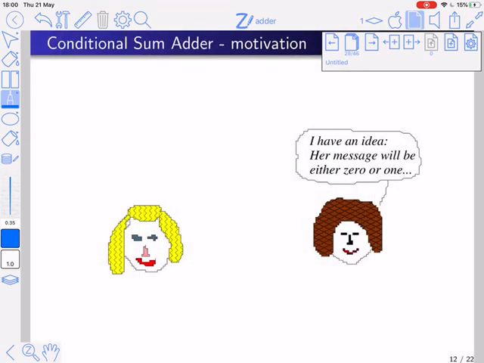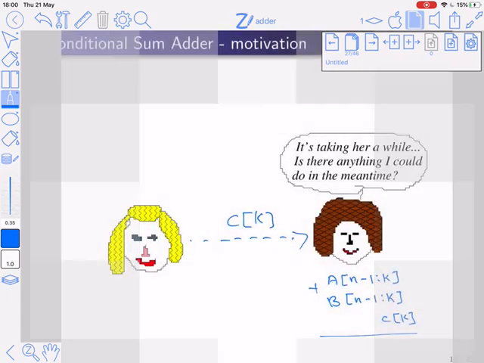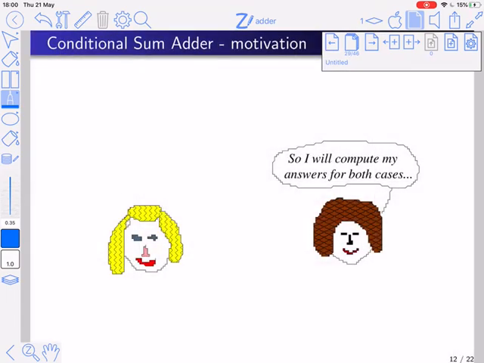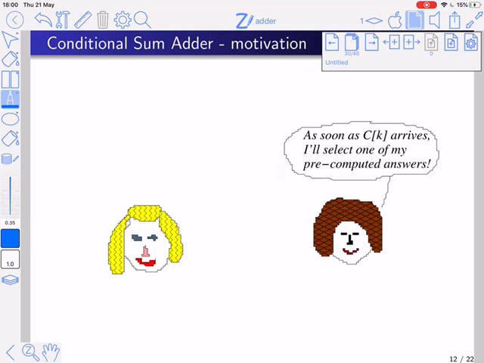Okay. Bob has an idea. The bit CK that he's about to receive is going to be either a 0 or a 1. Only two possibilities. And based on these two possibilities, he's going to perform the summation that he needs to perform. So Bob says, okay, I will compute answers for both cases, one for the case that CK is 0, and the other one for the case that CK is 1. As soon as CK arrives, Bob will select one of his pre-computed answers as the final result.